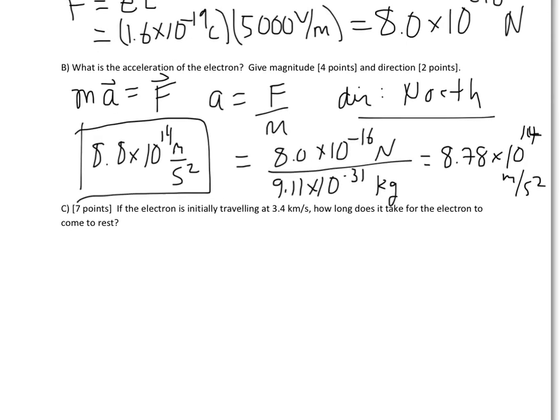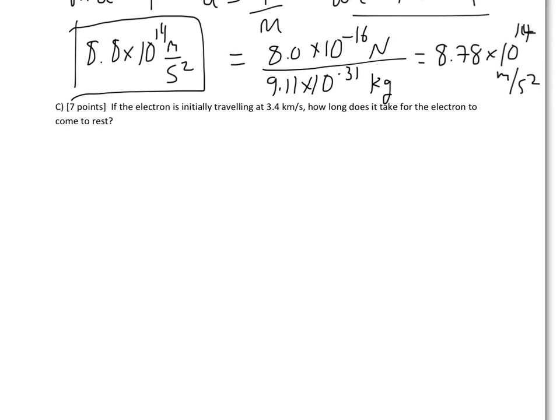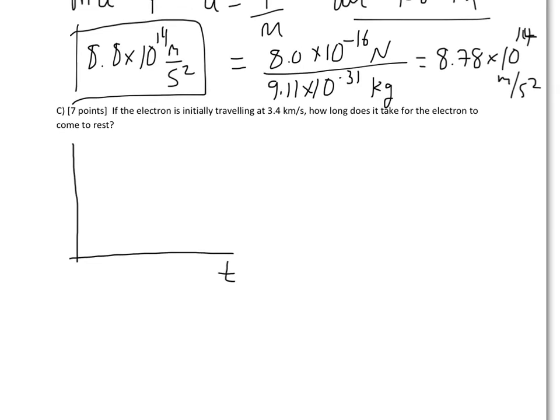Alright, for this last problem here, if the electron is initially traveling at 3.4 kilometers per second, how long does it take for the electron to come to rest? To solve this problem, I'm going to use graphical methods. I'll put time on the horizontal axis, and I'll mark the initial velocity here, call it v0. And of course he is slowing down.